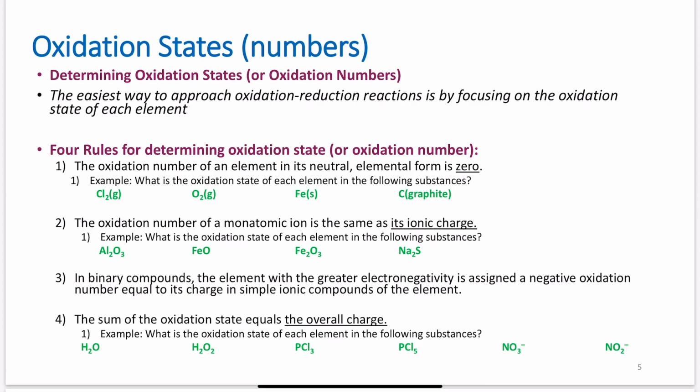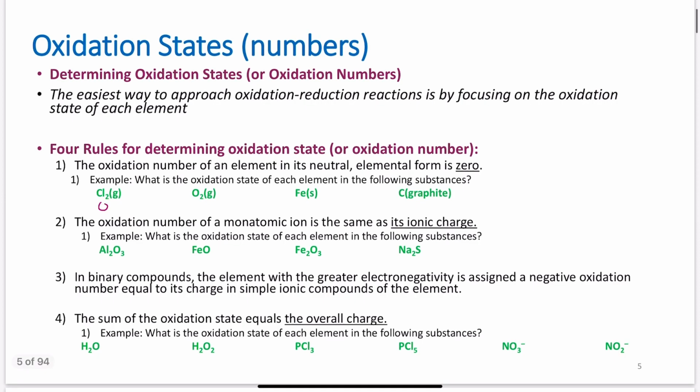If I have Cl2 gas, chlorine is a diatomic. Its most stable form is as Cl2. Therefore, the oxidation state here will just be 0. O2 gas, same thing. Oxygen gas is one of our 7 diatomics. It is most stable as O2 in the gas phase, so it will be 0.